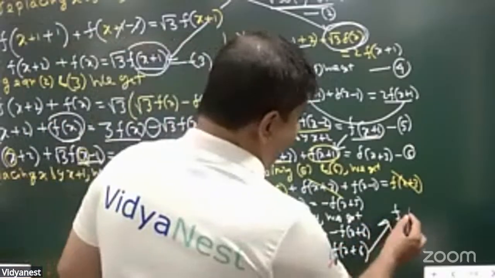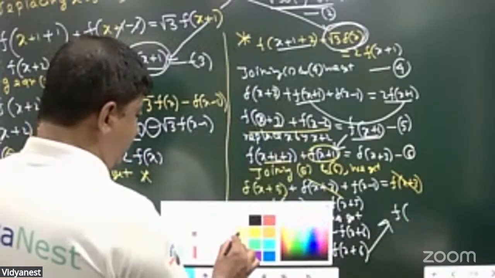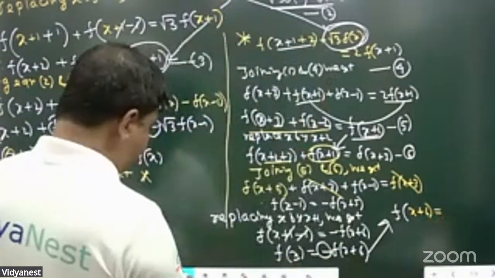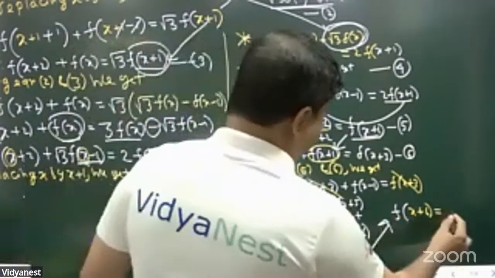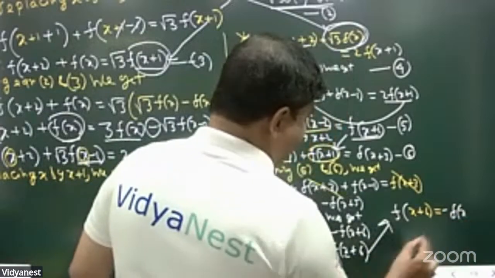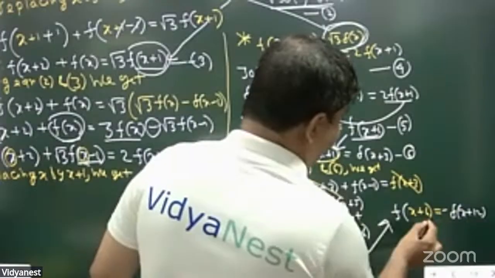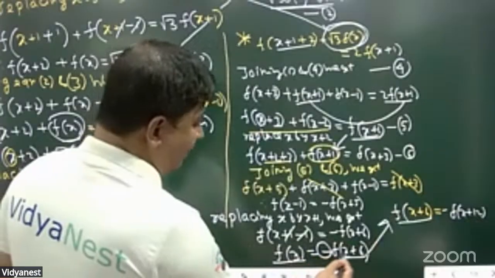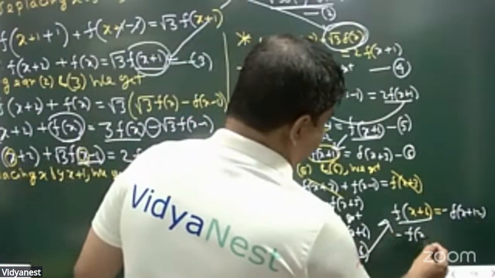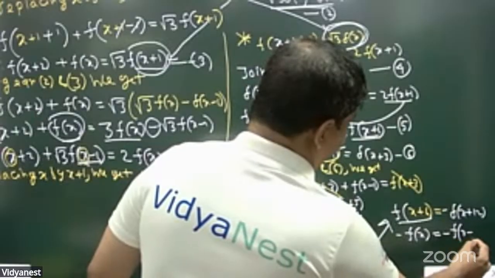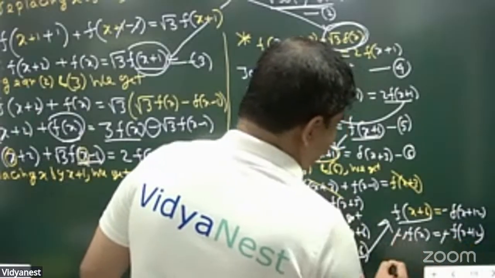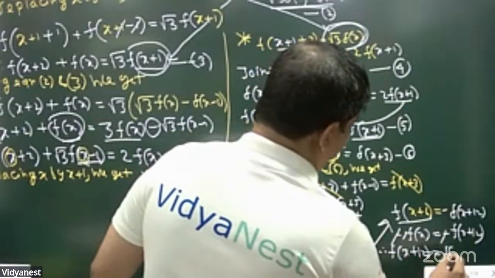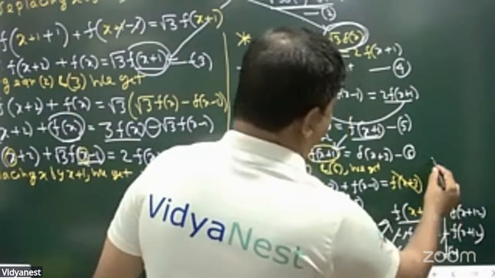Replace x by x plus 6. What will you get here? Minus f(x plus 6 plus 6), f(x plus 12). What is f(x plus 6)? Minus f(x), because f(x) is minus f(x plus 6). Minus minus f(x). So at the end, we have got f(x plus 12) is equal to f(x). Period 12.